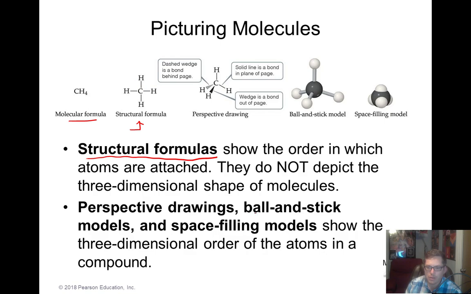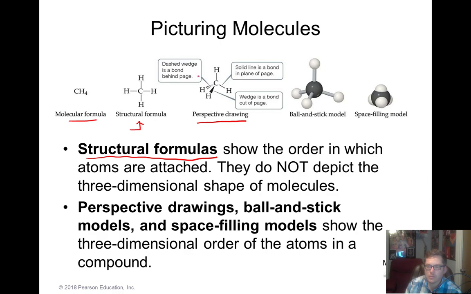Now the problem with the structural formula is that it doesn't really tell us the exact geometrical shape, or the three-dimensional shape of our molecule in space. So in order to do that, we have 3 other options. Well, 3 we're going to talk about. There are other options, but here are the ones we'll cover. So we've got perspective drawings.